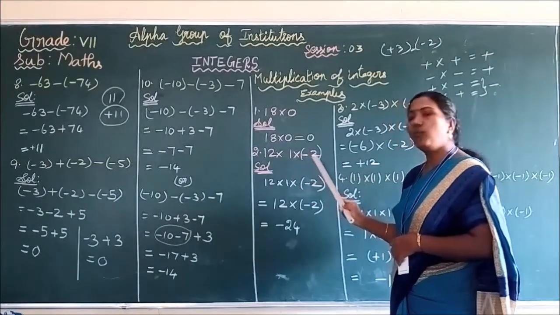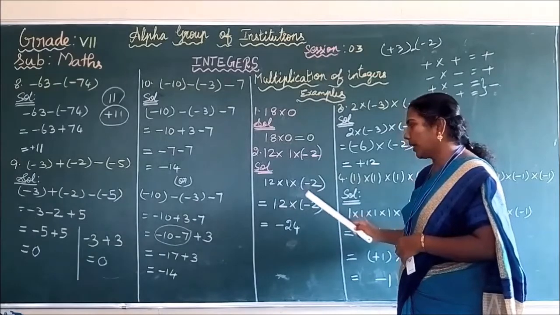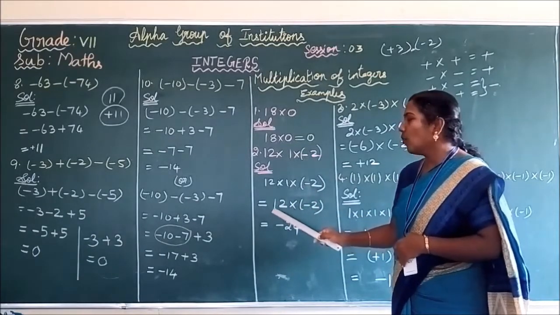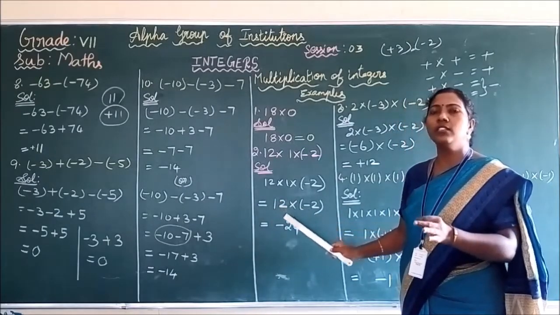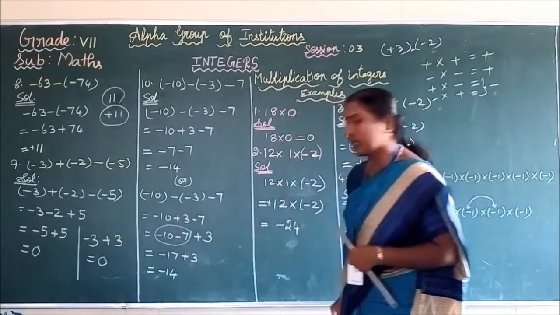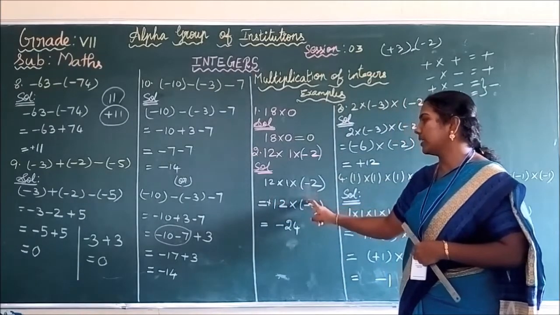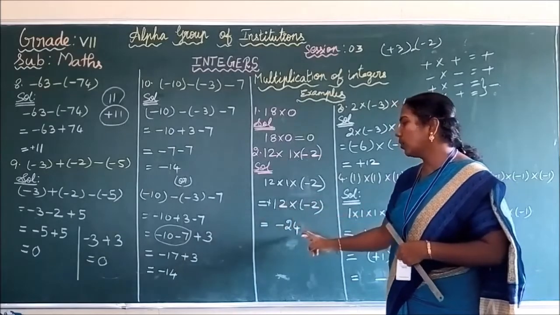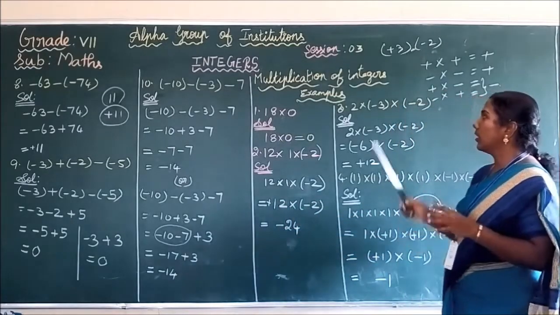12 into 1 into minus 2. 12 into 1, 12 into minus 2. Now we are going to multiply the symbol first. What is the symbol for 12? If the number is written simply, you have to remember that before the number you have the symbol plus. So now we multiply the symbols, plus into minus, minus. 12 2s are 24. Therefore the answer is minus 24. It's clear, children? See the next one.